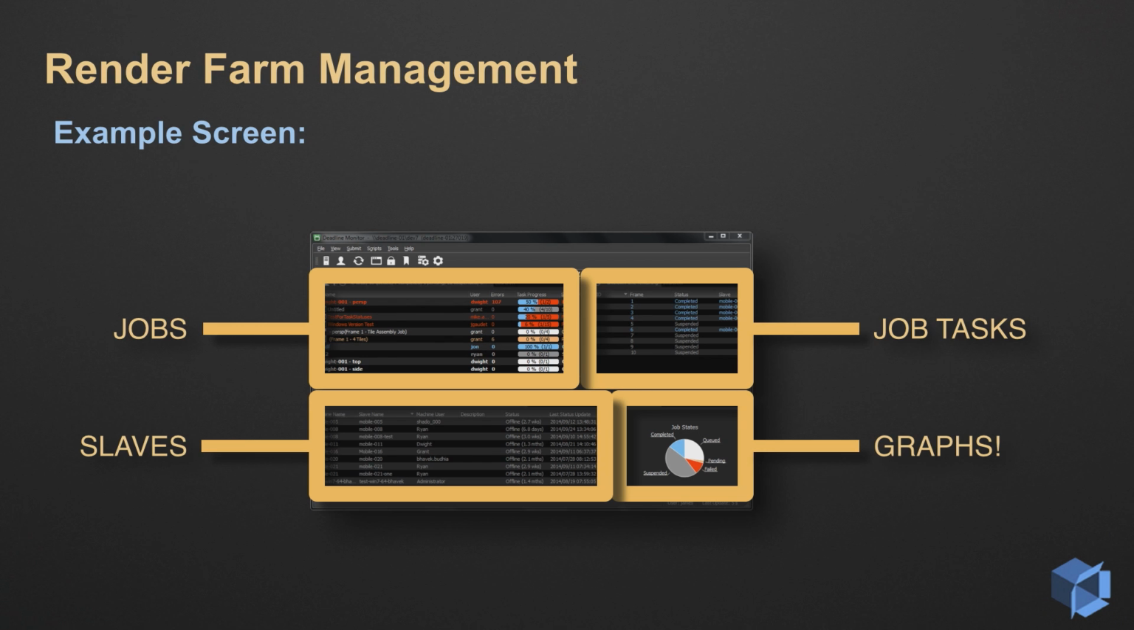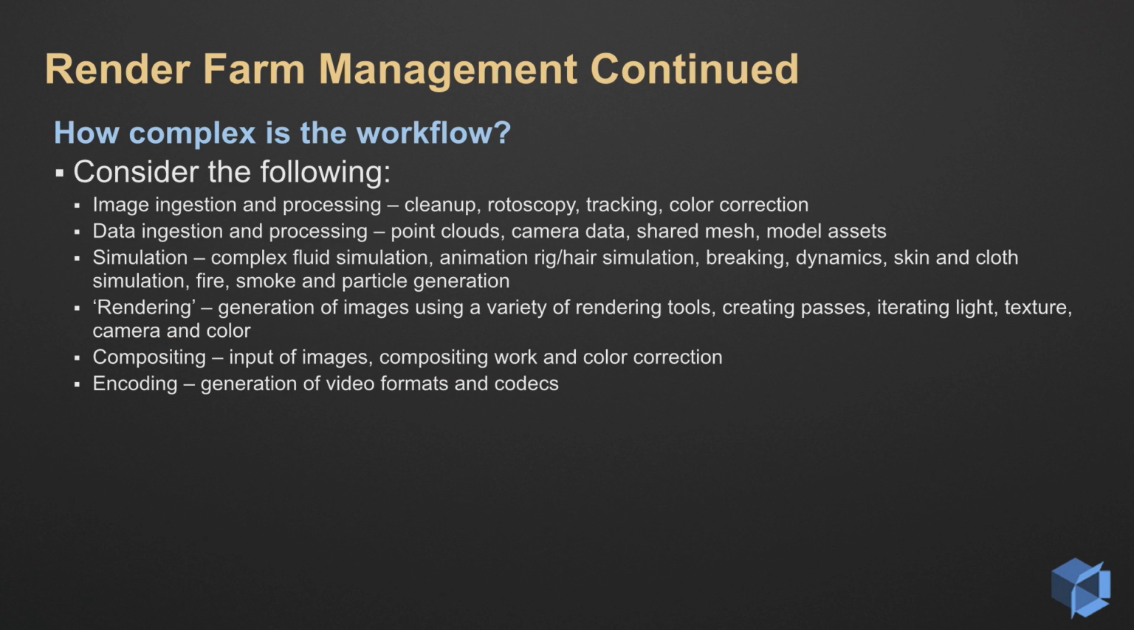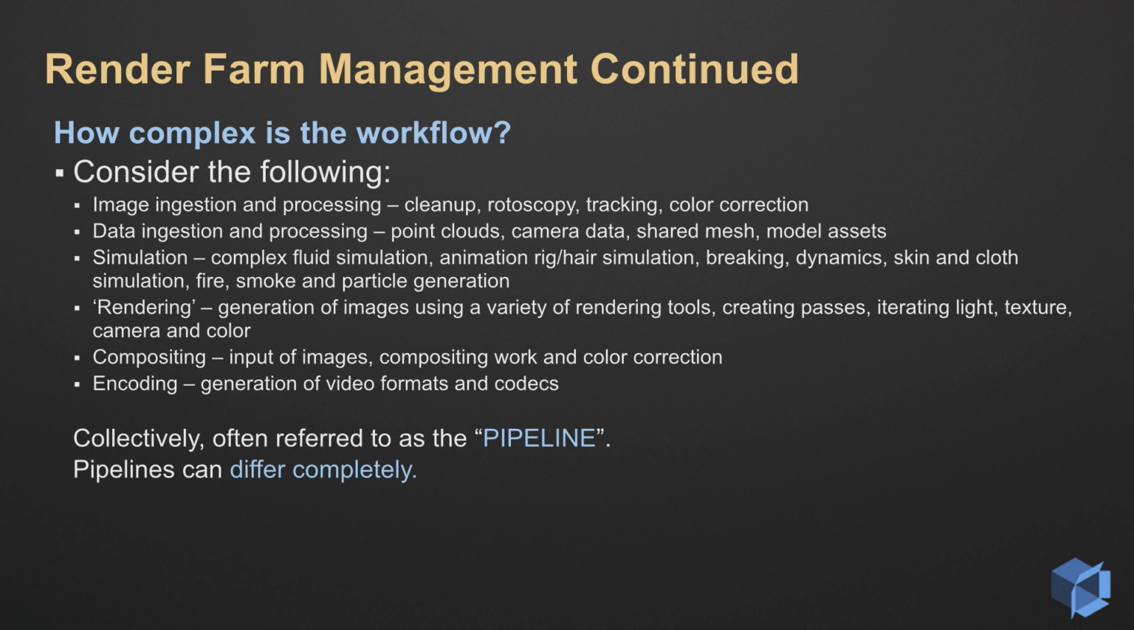So here's an example screen of a render farm management system. You've got jobs in one area, tasks, the slaves that you're using, and of course graphs and other information. And we have clients who have, at any one time, 20 to 30,000 jobs, and each job might have anywhere from a dozen to hundreds of tasks. And they might have 20,000 compute nodes. So the ability to manage all of those jobs and how they work together is what a render farm management system does.